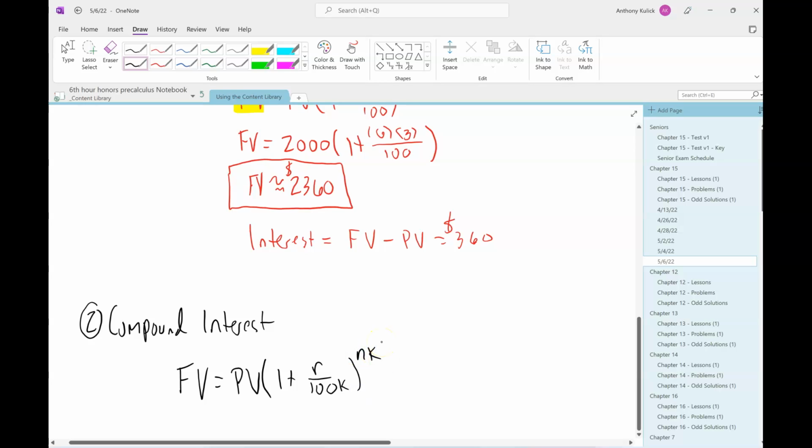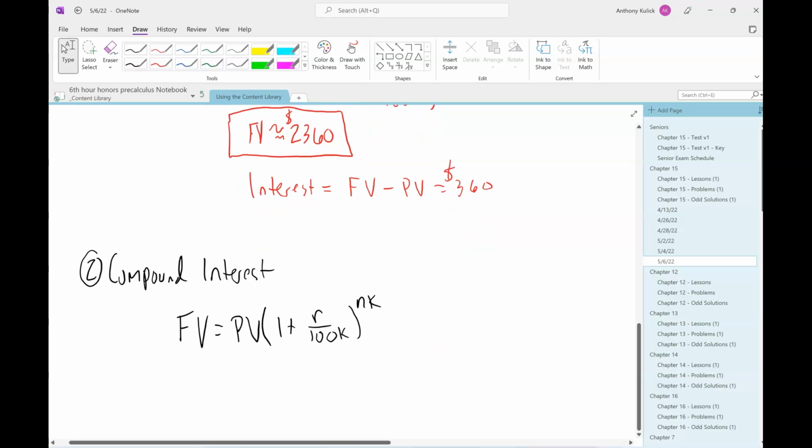So this is our new compound interest formula. FV, PV, R and N are all still the same thing as in the simple interest formula, so I'm not going to write them again. The K is new, a new parameter for this equation, so let's say what that is. The K is just the number of compounds per year.